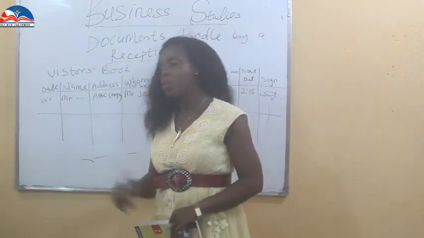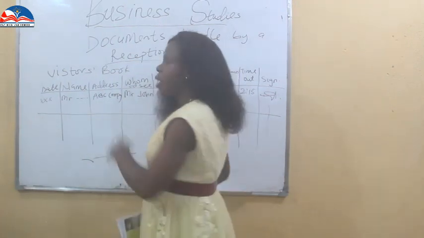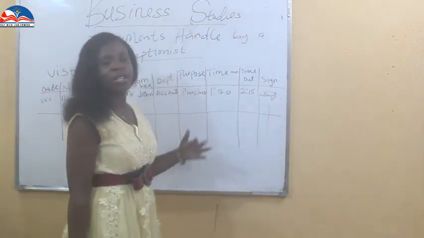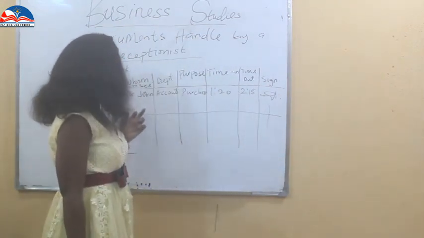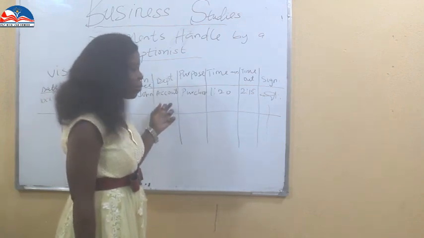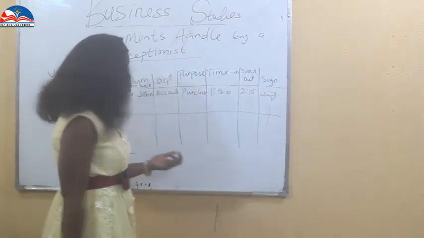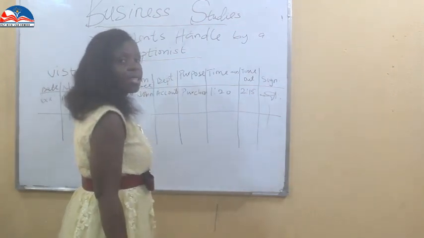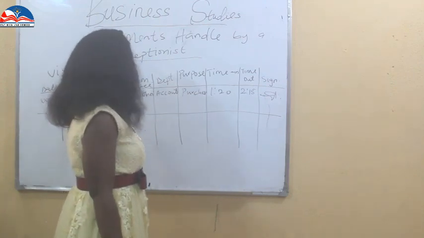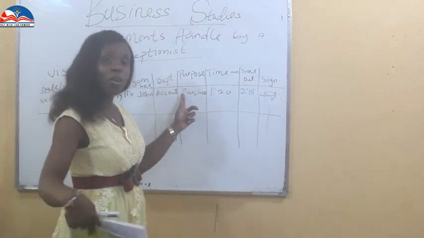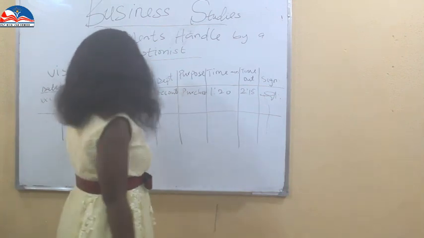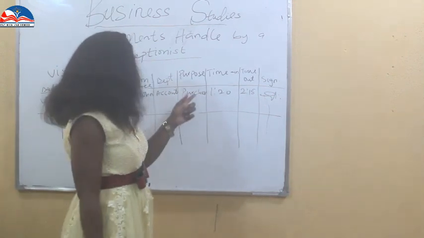Who is he going to see? He wants to see Mr. John. And who is Mr. John to this XY company? He is the accountant. And for what purpose is Mr. Alex visiting? For purchase reasons. They want to purchase from XY company, from ABC company.